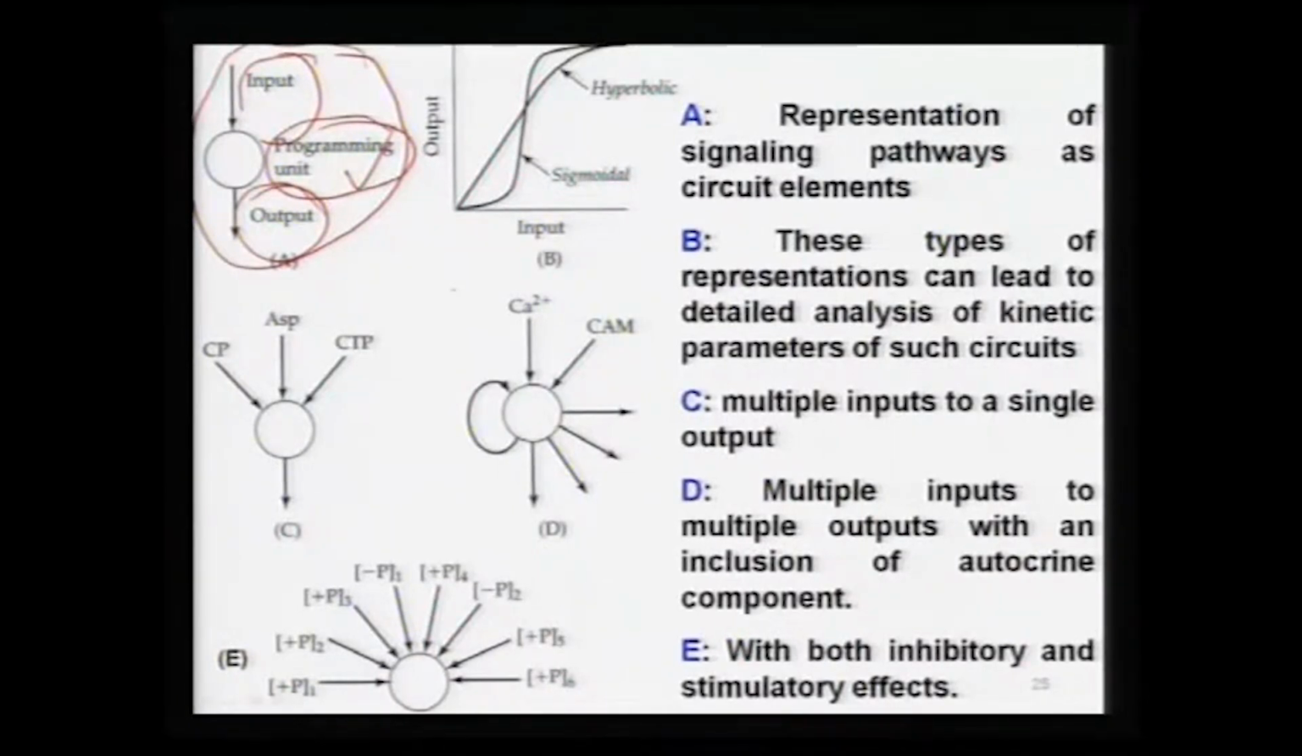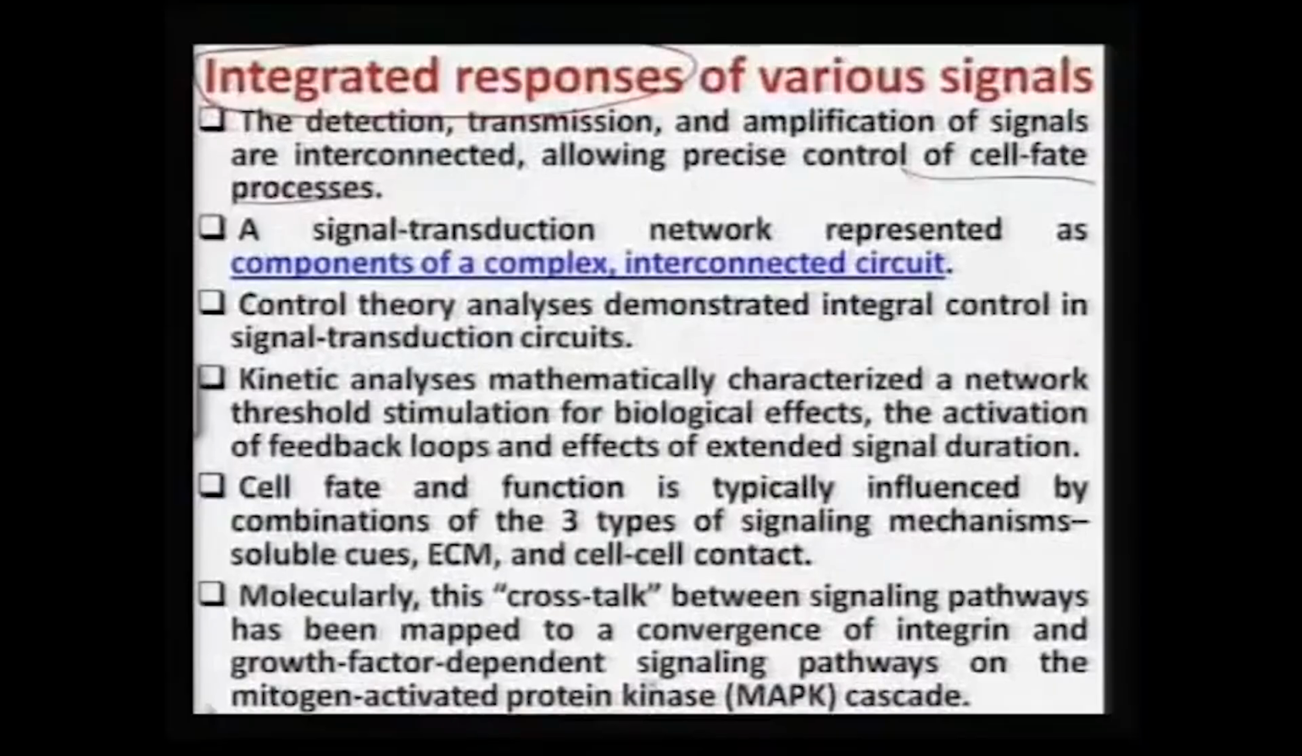All these detailed things are actually not important at this stage. The other thing that you have to remember is that a signal transduction network is represented as components of a complex interconnected circuit. Complex interconnected circuit means, in electrical engineering language, there is a resistance, capacitor, assembly and so on, and if the circuit is very complicated, with multiple resistors and multiple capacitors, you can understand that a similar thing also takes place in signaling. How this signaling takes place, it is more like working like a complex interconnected network.